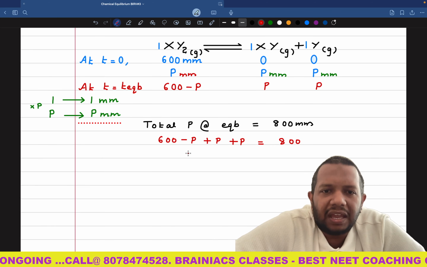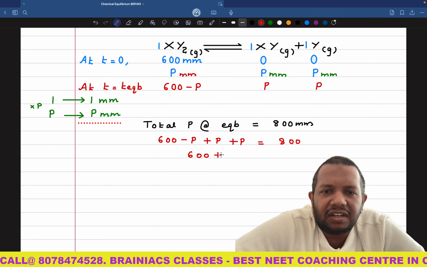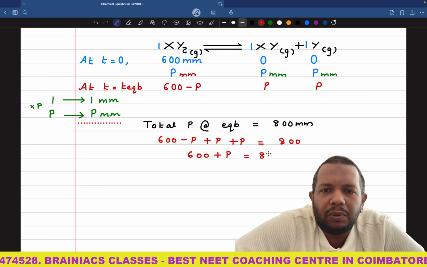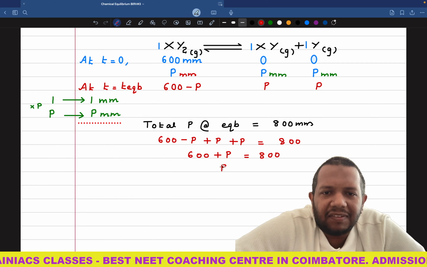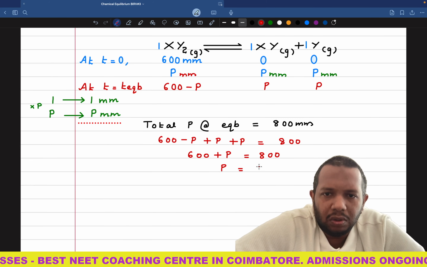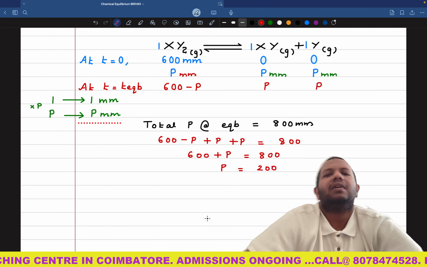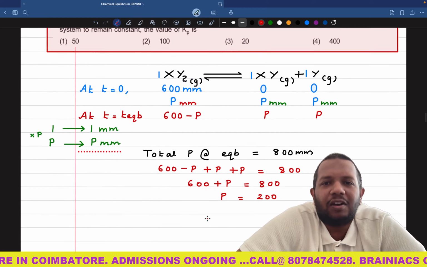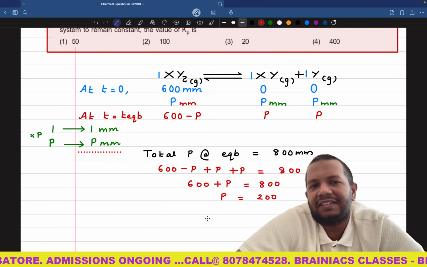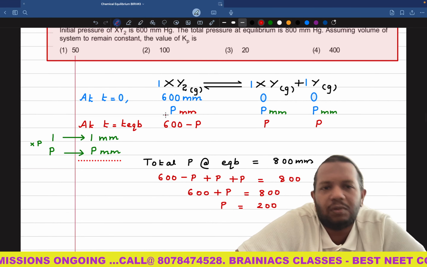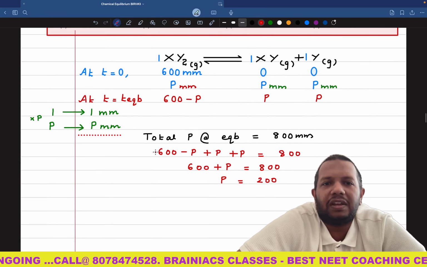So P cancels, so this will become 600 plus P is equal to 800. So from that I will get P is equal to 800 minus 600, that is 200. So I can easily say 200 units have been converted before it reaches equilibrium, because here P we have assumed, right? Now we need to find out Kp.